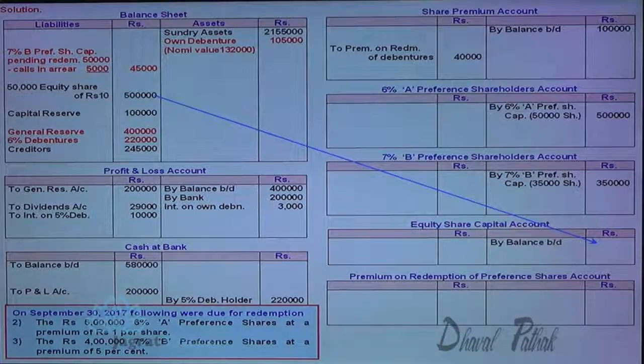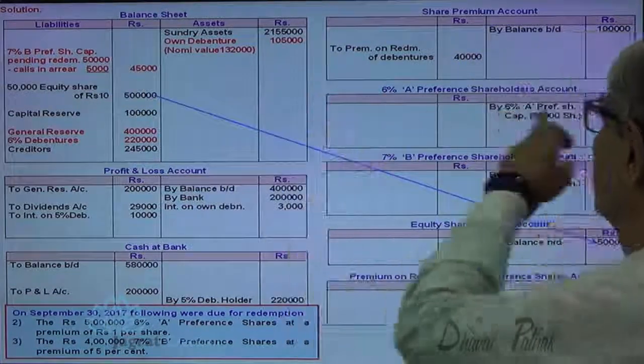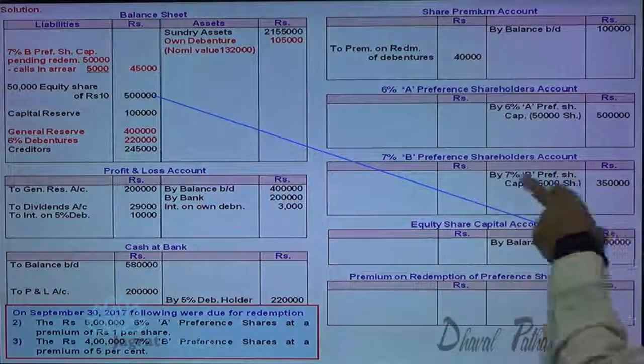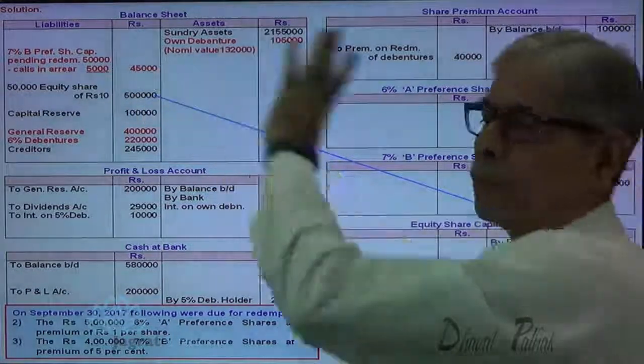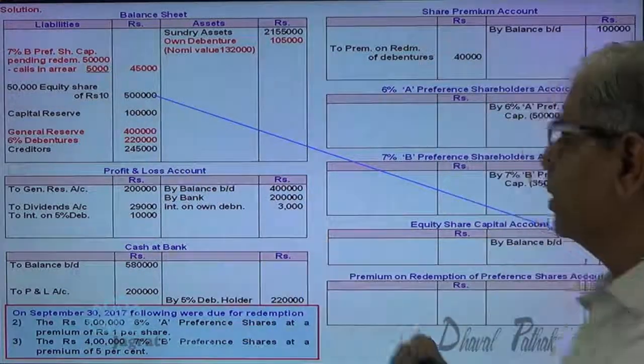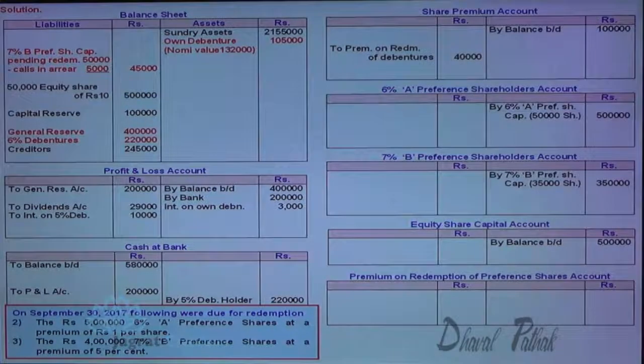Now equity share capital balance. So what I did, this 5 lakhs transfer to preference shareholders out of 3,95,000. 3,50,000 transferred to preference shareholders account. 45,000 will be carried forward and reported in the balance sheet. Equity share capital balance is transferred over here. So these are the balances that I have transferred.